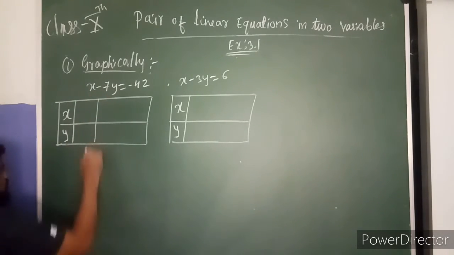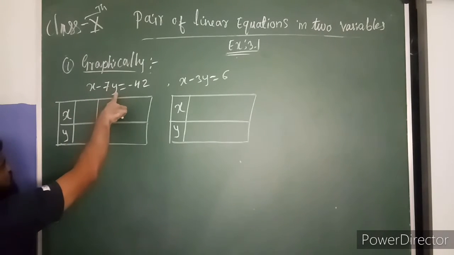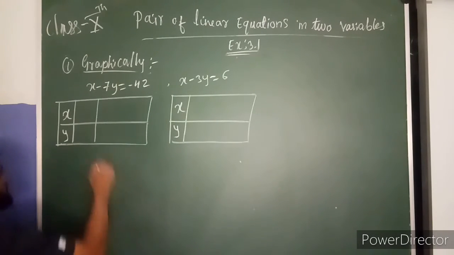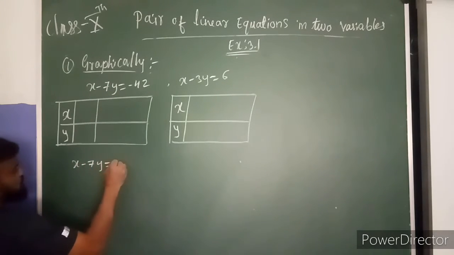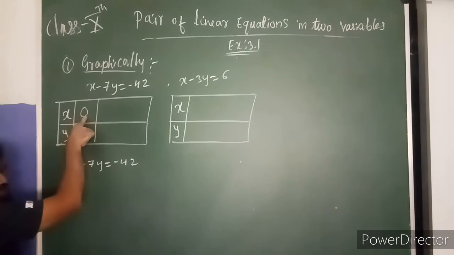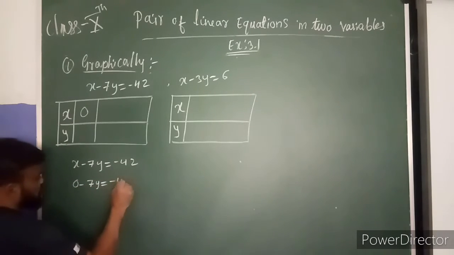So we have to find y. See here, in this equation x minus 7y is equal to minus 42. If I take y equal to 0, what will we get? We will get 42. If I take x is equal to 0, what will we get? If I put 0, x minus 7y is equal to minus 42. The x value we are taking here is 0. Understood? I will put x value here as 0. Minus 7y is equal to minus 42.